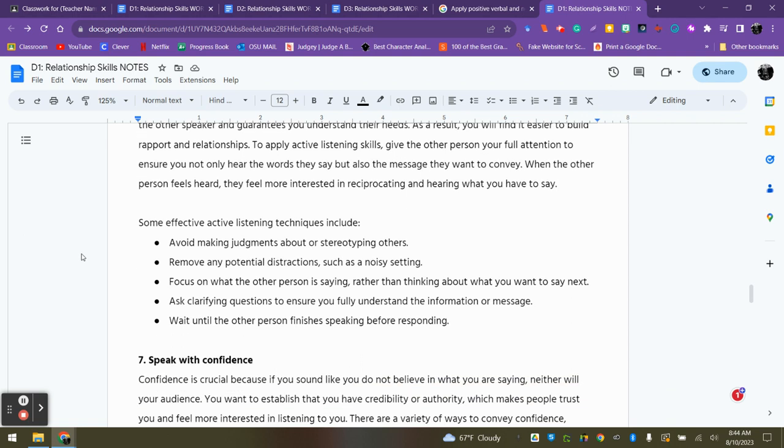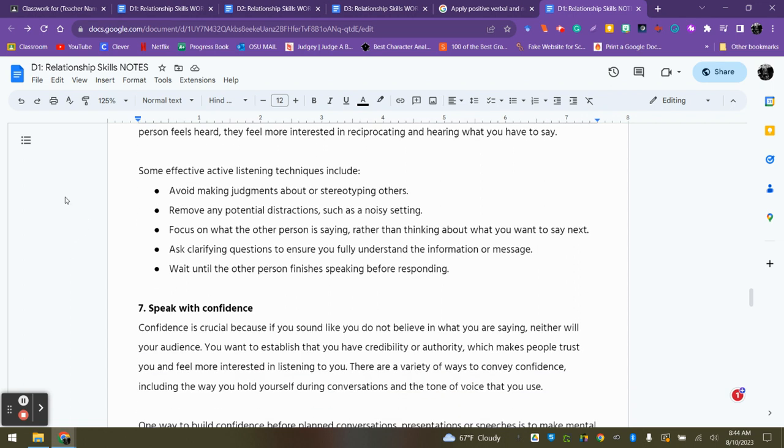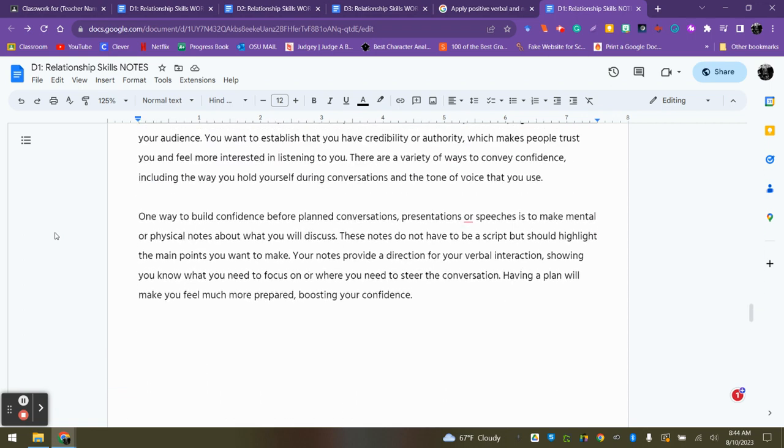Some effective active listening techniques include: avoid making judgments about or stereotyping others. Remove any potential distractions, such as a noisy setting. Focus on what the other person is saying rather than thinking about what you want to say next. Ask clarifying questions to ensure you fully understand the information or message. Wait until the person finishes speaking before responding.